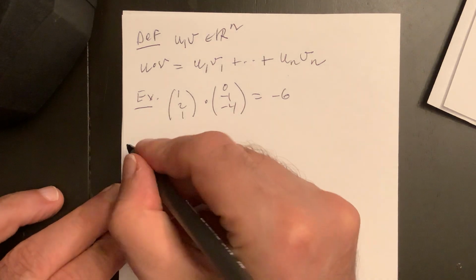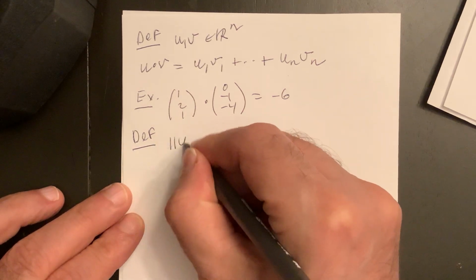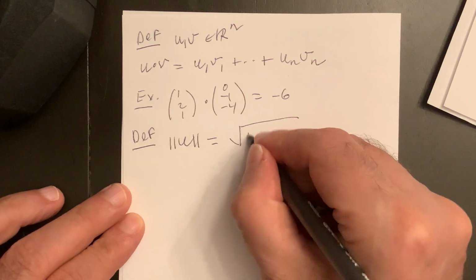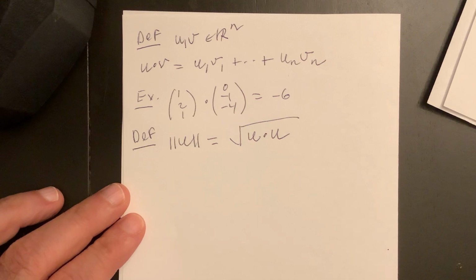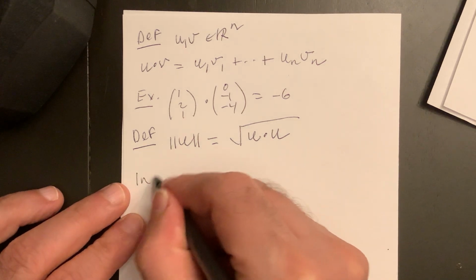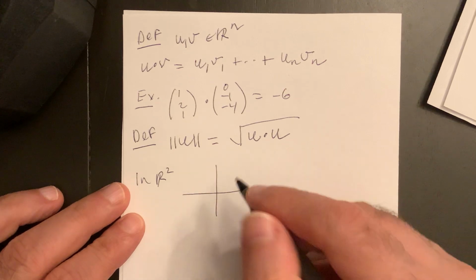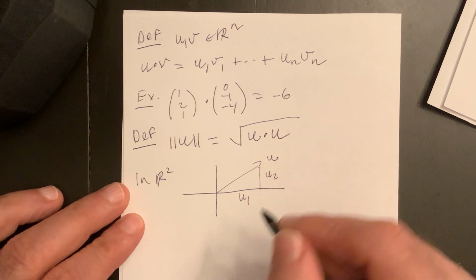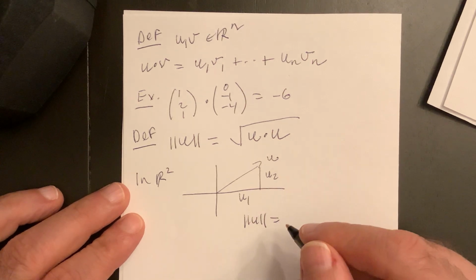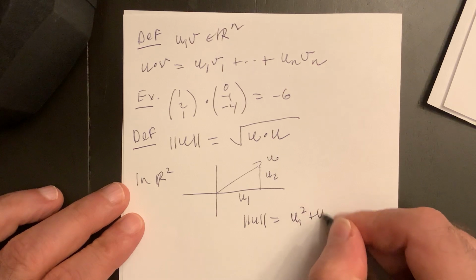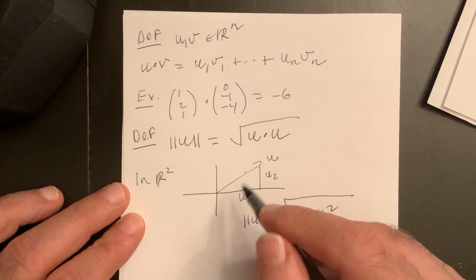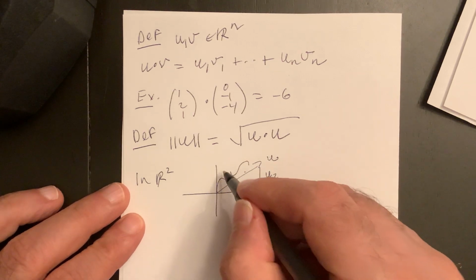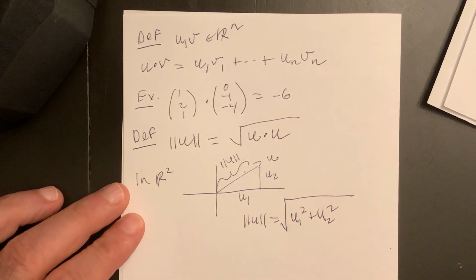All right, then we define length to be the square root of the dot product of U with itself. This keeps the idea of length consistent with our representation in the plane. For example, in R2, though it also works for any Rn, if I have U with components U1 and U2, then the length of U is the square root of the dot product of U with itself, U1 times U1 plus U2 times U2. That gives me this length, the size of the vector U.